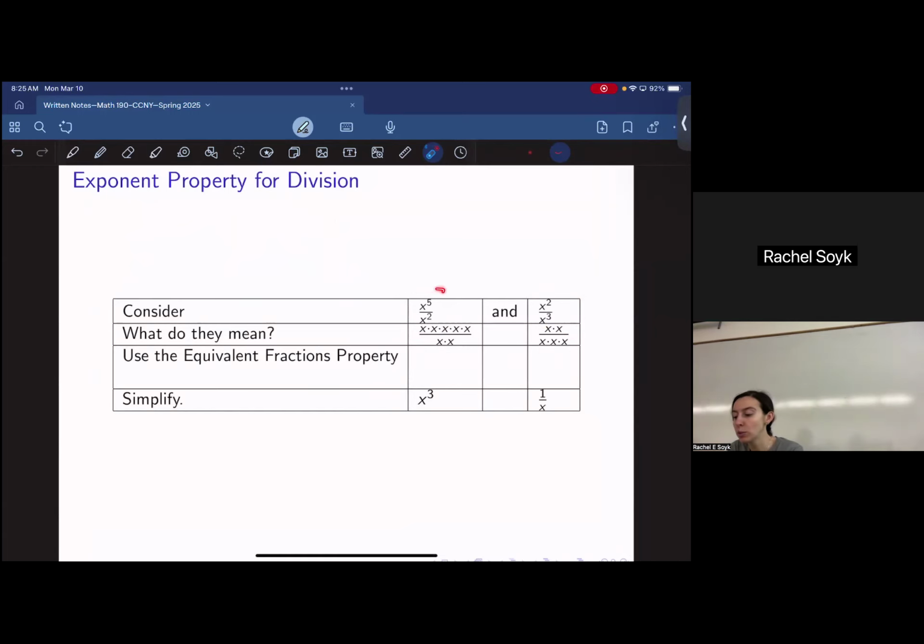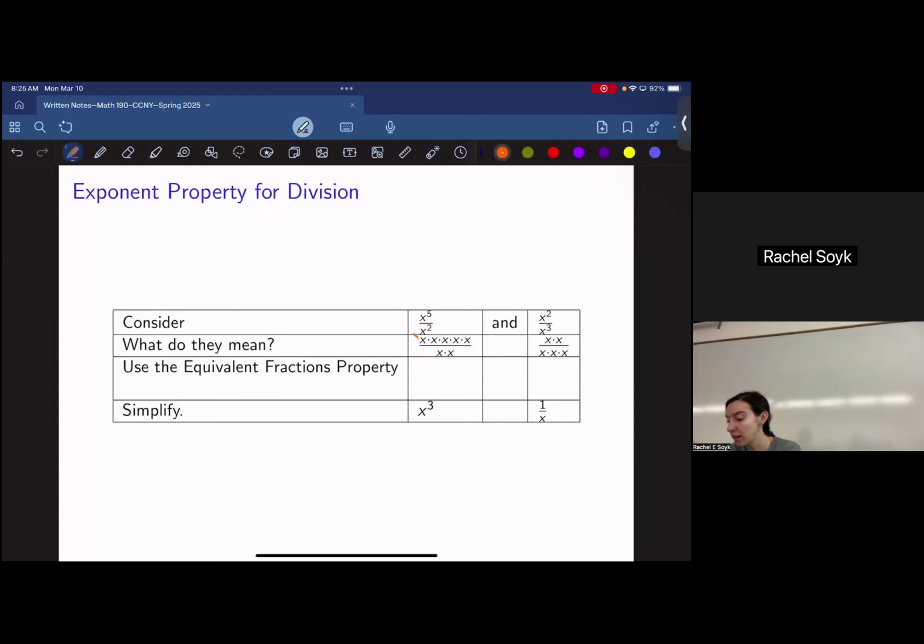And so how do we write this in expanded form? Well, we have 5 x's in our numerator, 2 x's in our denominator, and then let's see what cancels out. An x divided by an x is 1, and an x divided by an x is 1. So how many x's are we left with? 3, also known as x to the 3rd. We can utilize the same process in that second example. x divided by x is 1, x divided by x is 1. So what are we left with? An x in the denominator. So we have a fractional result, in this case, 1 over x.